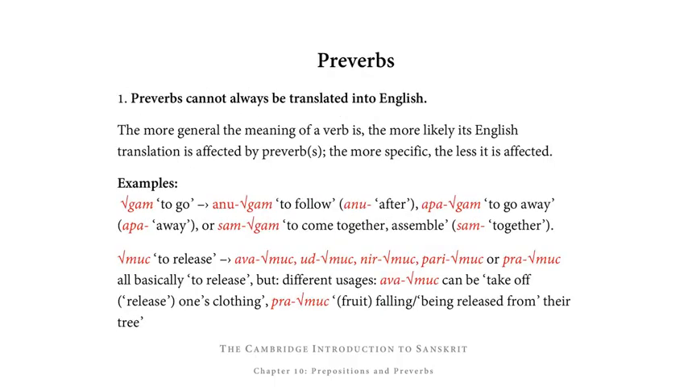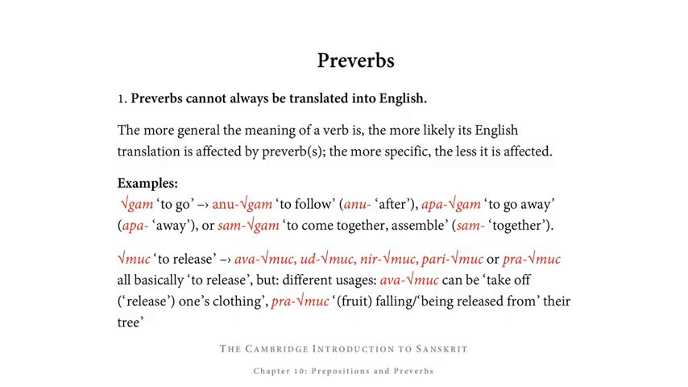First of all, preverbs cannot always be translated into English. The more general the meaning of a verb is, the more likely its English translation will be affected by the preverb or by the preverbs. But if the basic verb already has a fairly specific meaning, then that meaning will be affected only rather lightly, and perhaps in a way that you cannot translate, or at least not translate literally, into English. So, for example, a fairly general verb, such as gam, to go, can be combined with all sorts of preverbs in a way that then changes the meaning of the basic verb and that changes the English translation.